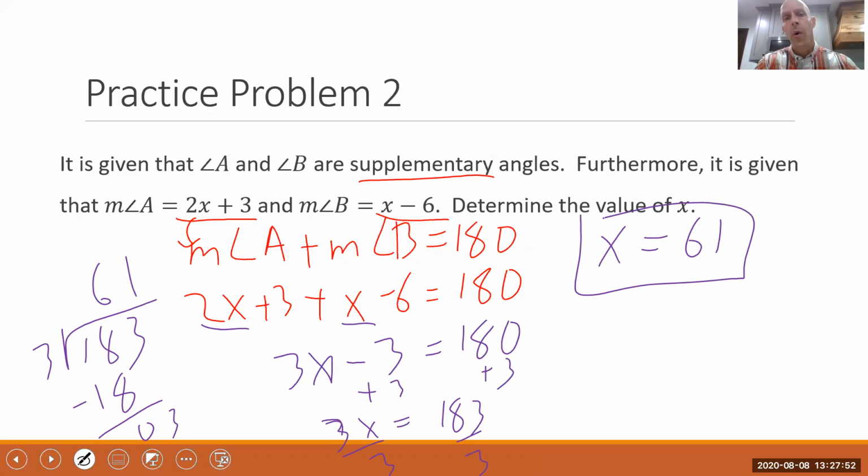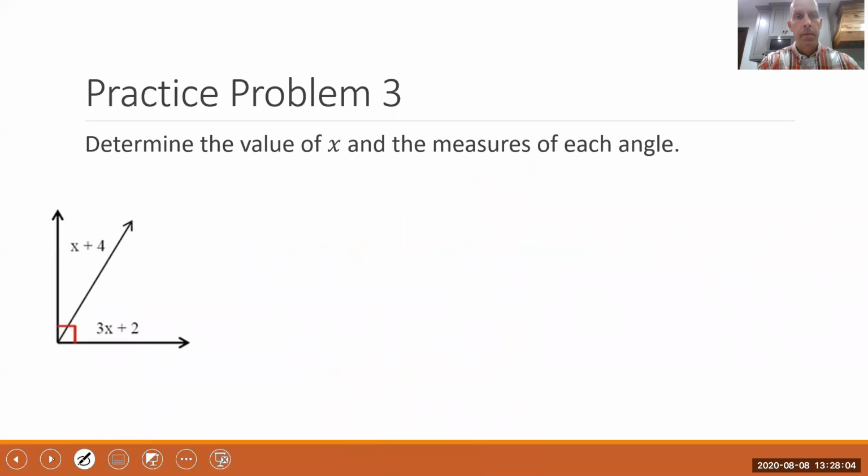When x is 61, then this is a true statement. And the key point here is I used the fact that these two angles were supplementary. I knew they had to add up to 180. All right, practice problem number 3. Determine the value of x and the measures of each angle.